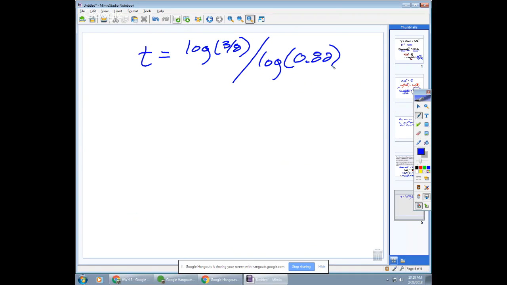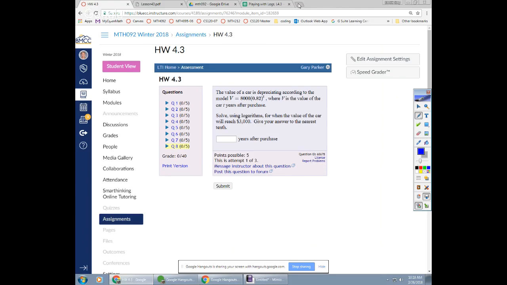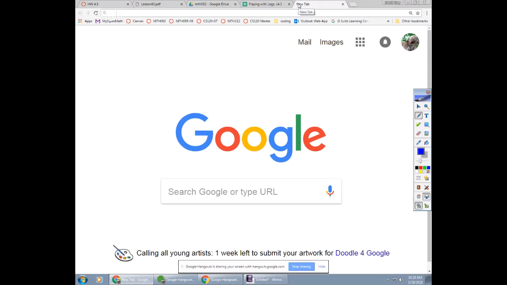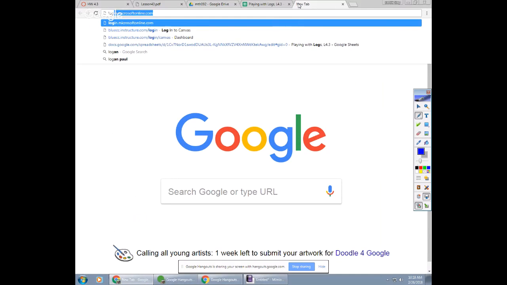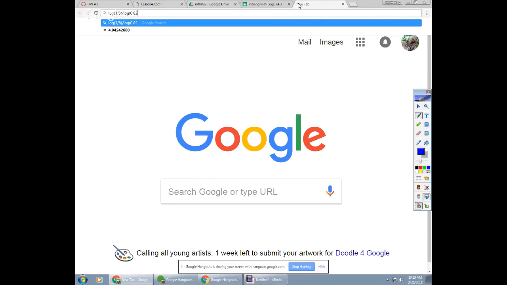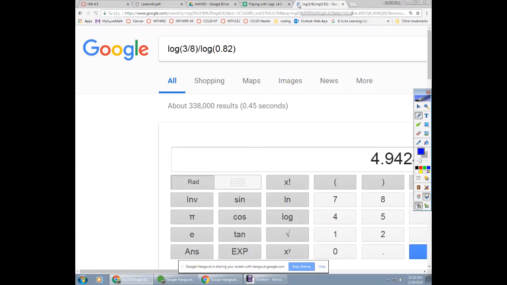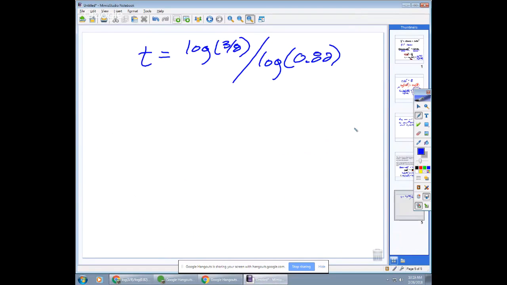And I had a couple claims that that's approximately 5, 4.9-ish. Yeah, that's close enough to 5. So just double check: log of 3/8, close parentheses, then divide by the log of 0.82. 4.9-ish. So we'll call it about 5. So approximately 5 years.